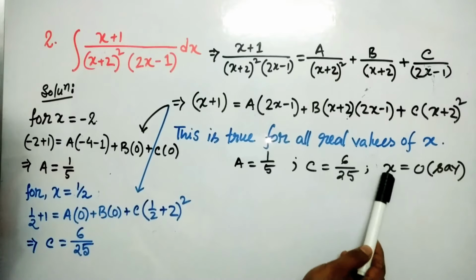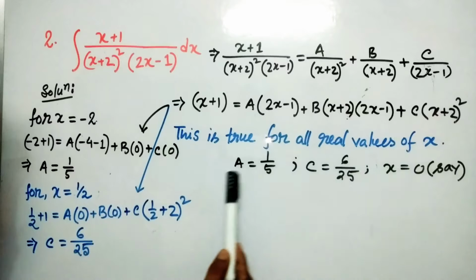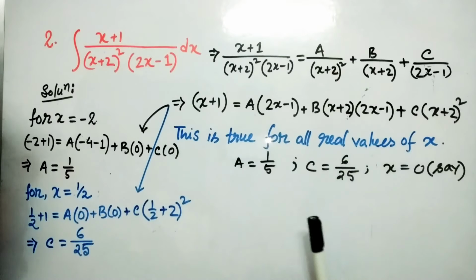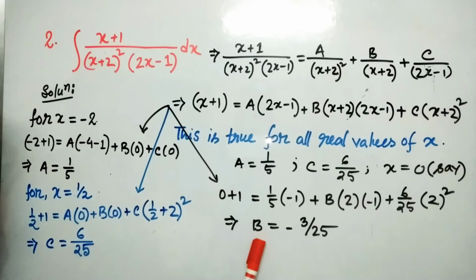So let us put x equal to 0 in this equation, because this equation is true for all real values of x. So we have put the values of a, c and our assumed value of x in this equation, and we have got this one. So this gives us b is equal to minus 3 by 25.